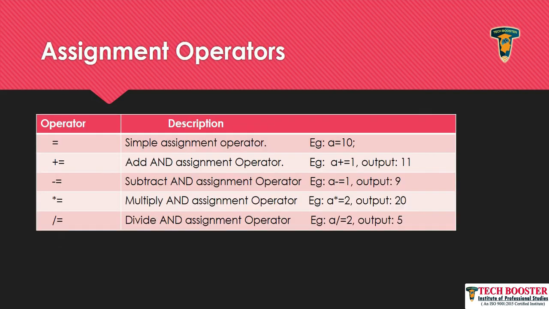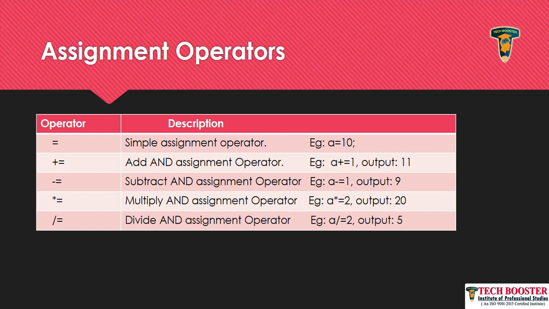Now let us move forward towards our last operator, that is your assignment operator. This is one of the operators which we have used in our previous programs. Our first one, equal to, we have used in our previous programs while considering any of your variables and any of our inputs. The first one is our simple assignment operator. The second one is our add and assignment operator, represented by plus equal to. The third one is our subtract and assignment operator, represented by minus equal to. The fourth one is our multiply and assignment operator, and the fifth one is our divide and assignment operator.